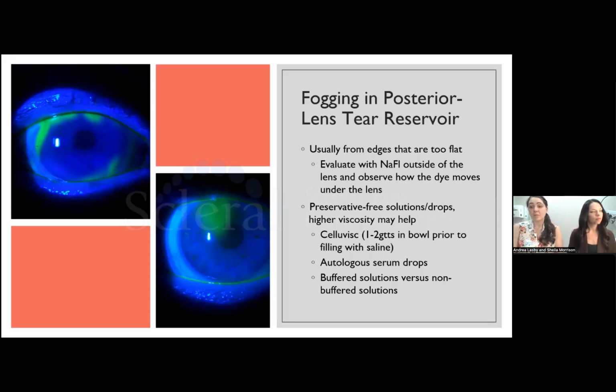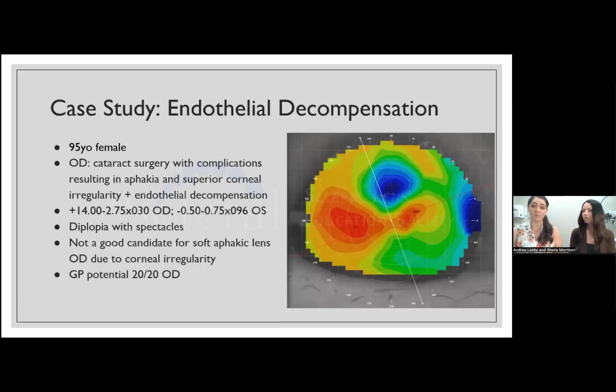What you can do to help with this is, of course, align the edges a little bit better if you can, make some adjustments. If you run into a wall there, you could add a higher viscosity drop like Celluvisc, for example. Just a couple drops in the bowl prior to filling with your preservative-free saline is usually what I recommend. Some patients find improvements from things like autologous serum drops in there, and some find improvements from buffered solutions versus non-buffered solutions. If you're looking at something like PureLens, for example, sometimes going to a preservative-free saline can be helpful as well.